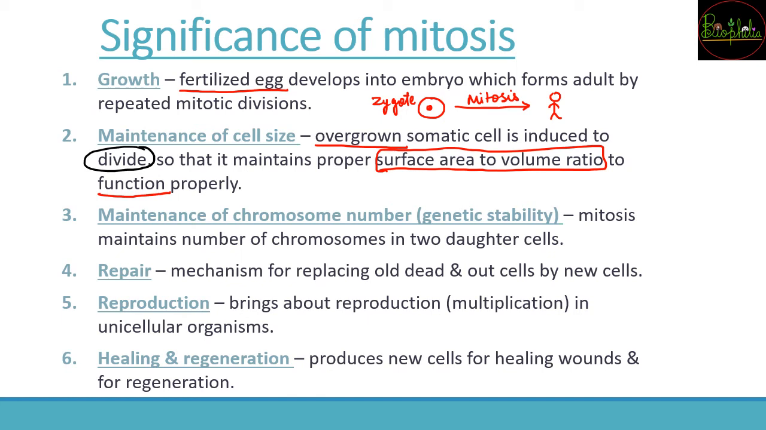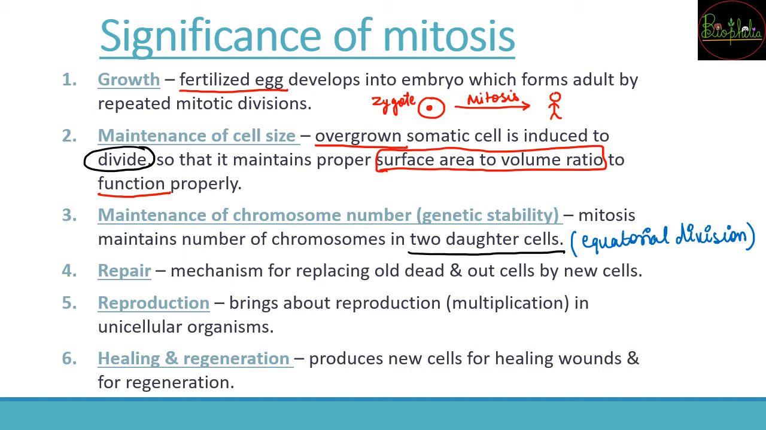The third significance is maintenance of the chromosome number, because at the end of the division both the daughter cells will have the same number of chromosomes as the parent cell, and for that reason you call mitosis the equational division. Equational division, because it maintains an equal number of chromosomes at the start as well as at the end in the daughter cells.